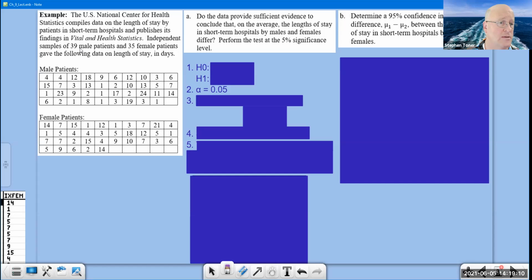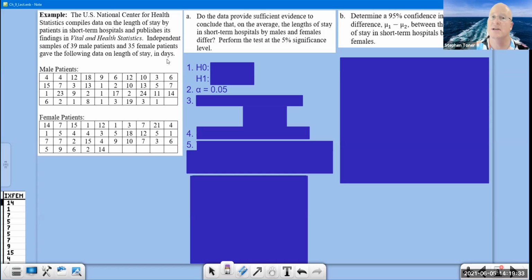Independent samples of 39 men and 35 female patients give the following data on the length of stay in days. Now, two comments. These are independent samples. They need to be because men and women are independent of each other. But notice that the sample sizes from each population do not need to be the same.